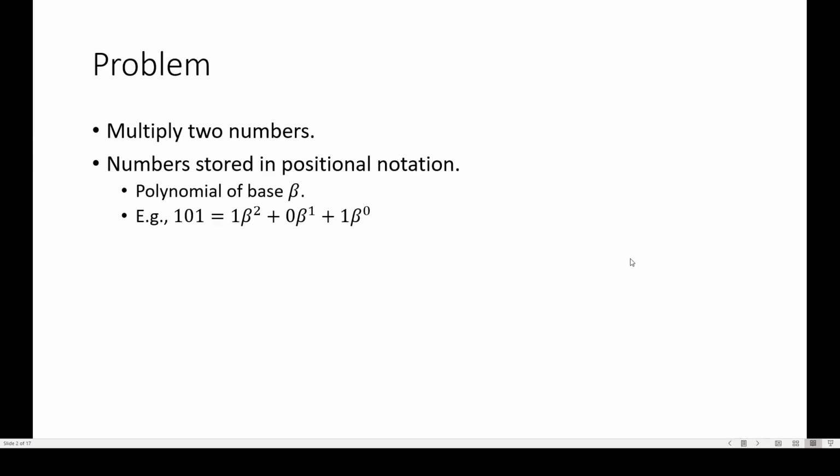My topic is on Karatsuba multiplication. So the problem is that you want to multiply two numbers together, and you've got the numbers stored in positional notation. We're going to describe the base of the positional notation as beta. So for example, 101 means 1 times beta squared plus 0 times beta to the first power plus 1 times beta to the 0th power.